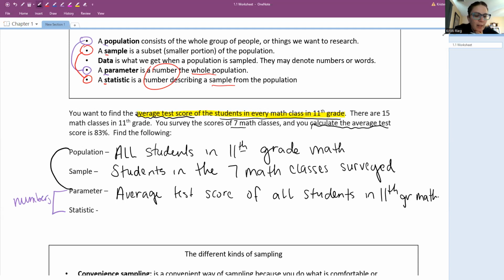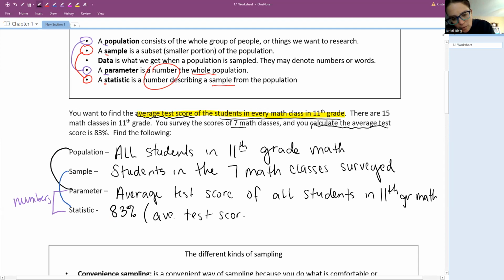And so then the statistic is going to be the average test score of the sample, and we know that. We know that the statistic is 83%. The statistic is going with the sample, and it's a number, so it is 83%. And then I'm going to put it in words just because this is the notes, and I want you to have all the information right here. On the homework, it would say like 83% would be the answer, but just in case you forget where that comes from, that's the average test score.